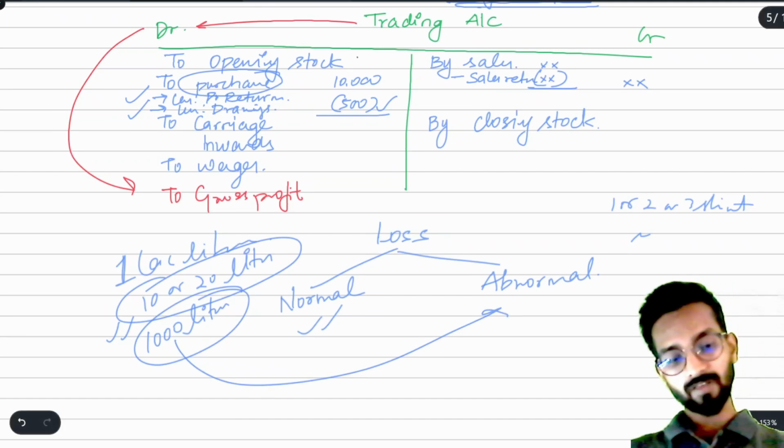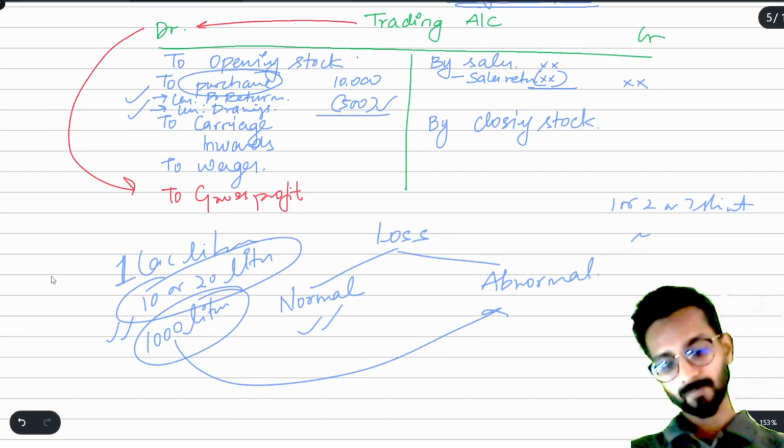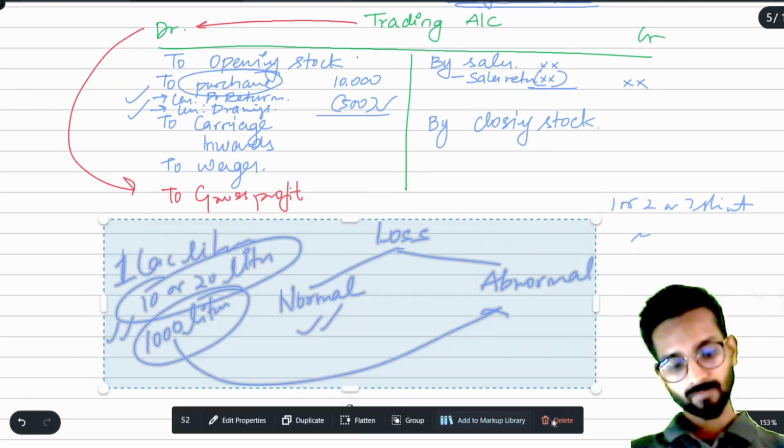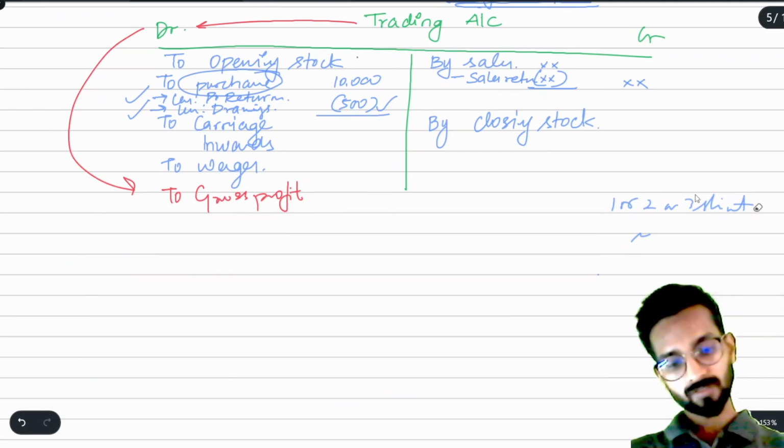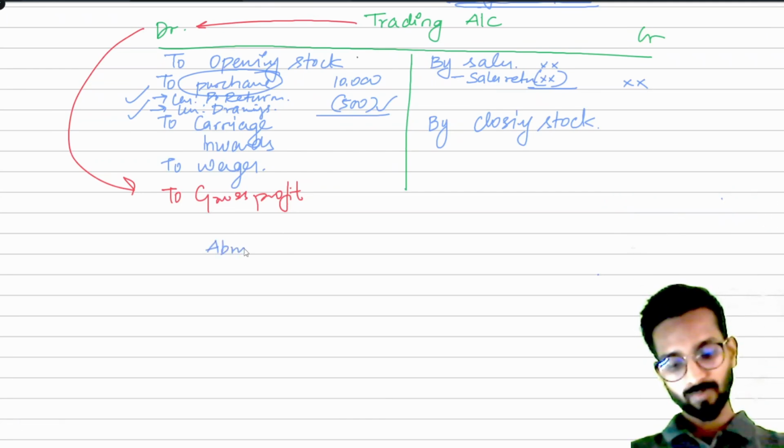Now how will we write abnormal loss? Check. Abnormal loss will be written as, because it is the loss, so abnormal loss.